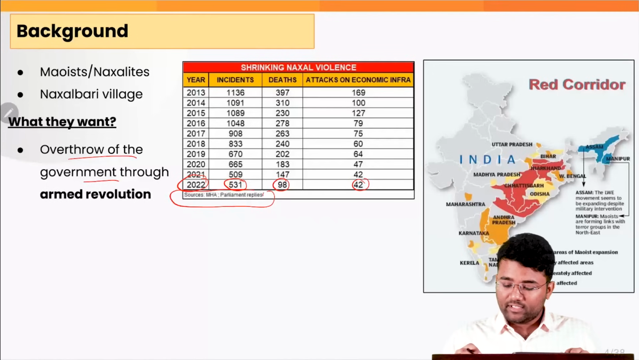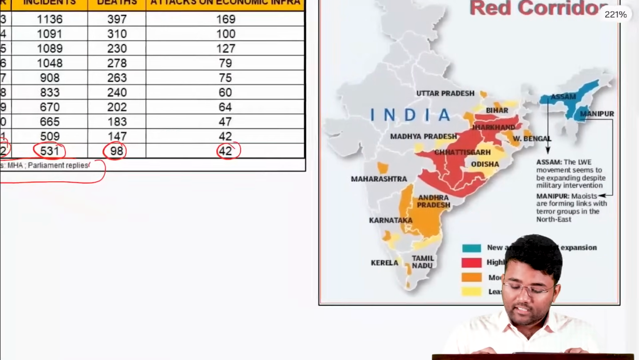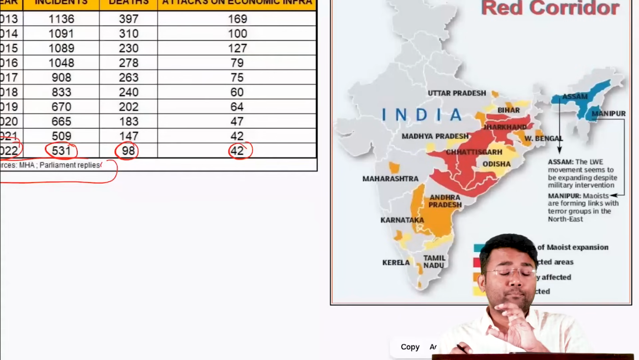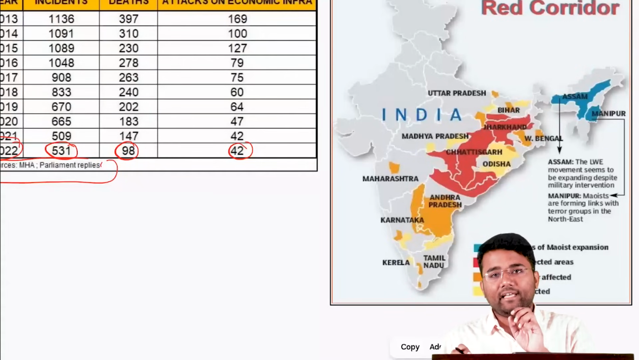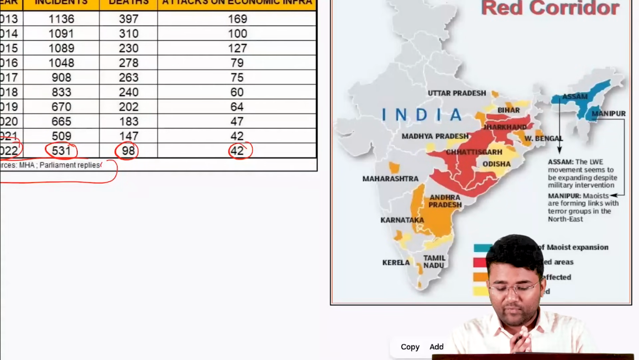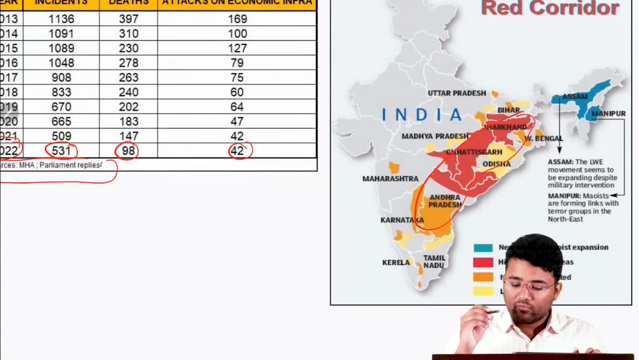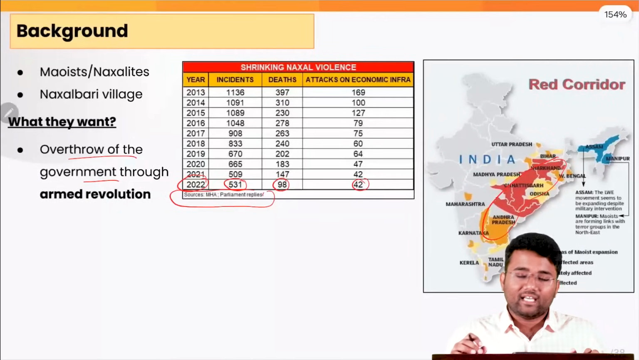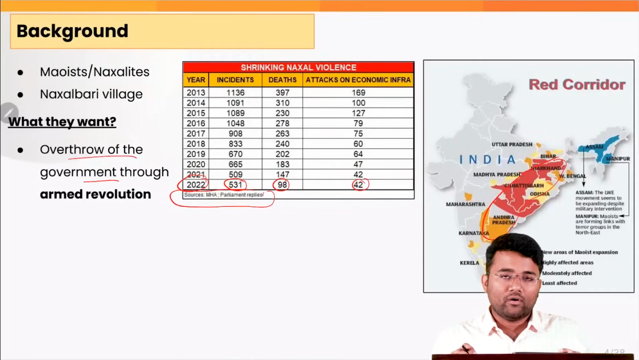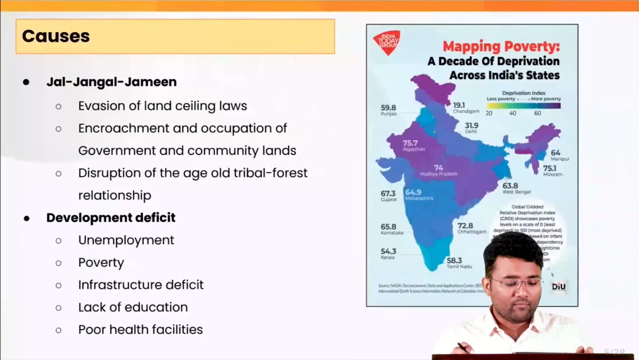Also, if you look into this data, the number of districts affected by the Naxal violence has reduced significantly, and still there is this area of red corridor where some of the districts are still impacted by this incident of Naxalite violence.